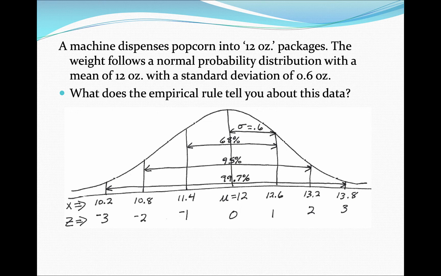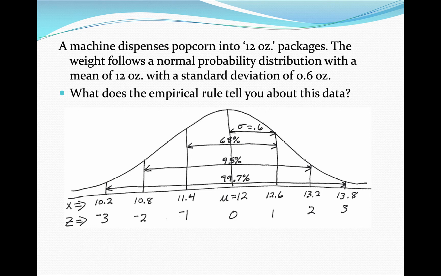If we take that value of 12.6, we take 12.6 minus 12, that gives us 0.6. We divide that by 0.6, that gives us 1. That tells us that's 1 standard deviation above the mean. So you can see that z just represents 1 standard deviation. If we take 13.2 minus 12 is 1.2, divided by 0.6 gives us 2. That's 2 standard deviations above the mean. So notice we get 0, 1, 2, and 3 standard deviations above the mean to the right.